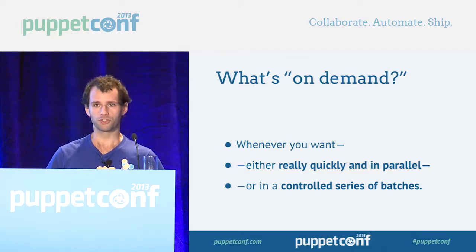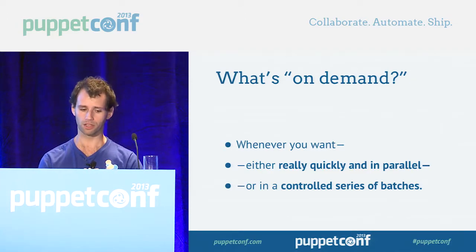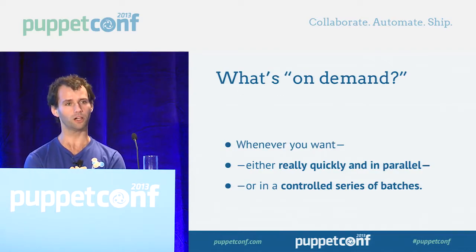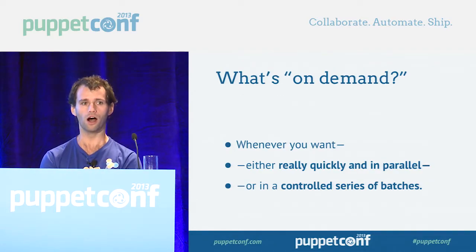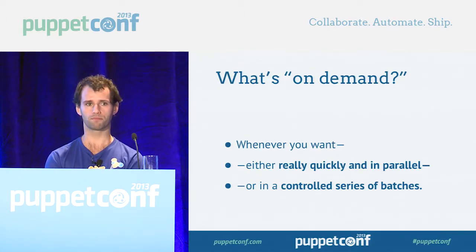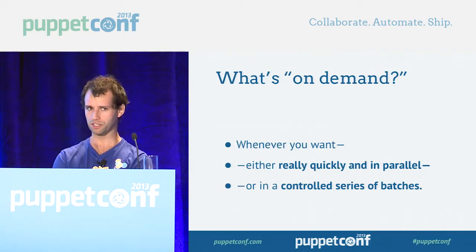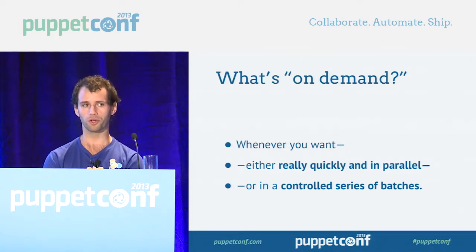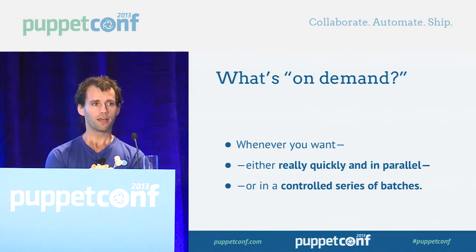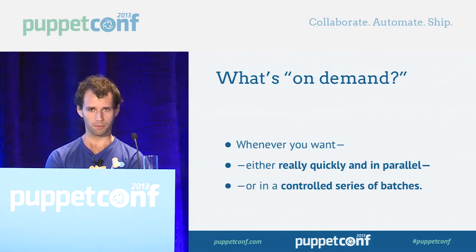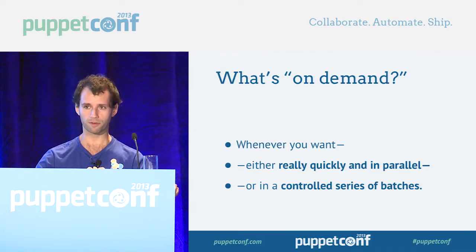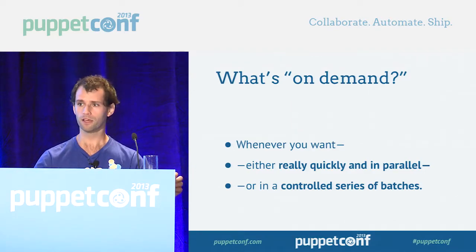What does it mean to say that we run actions on demand? It means whenever you want, and it can mean either really quickly and in parallel, or in a controlled series of batches. Let me clarify a little bit. In a system like SSH in a for loop, or even in parallel SSH if you're really fancy, you have something of a limit on how many machines can run actions at once. Because the client machine that is triggering the actions has to have enough processing power to dial into each of them, manage the SSH, the cryptographic connection between each of them, and manage the sort of output from the shell on each of them. The orchestration engine works a little bit differently.